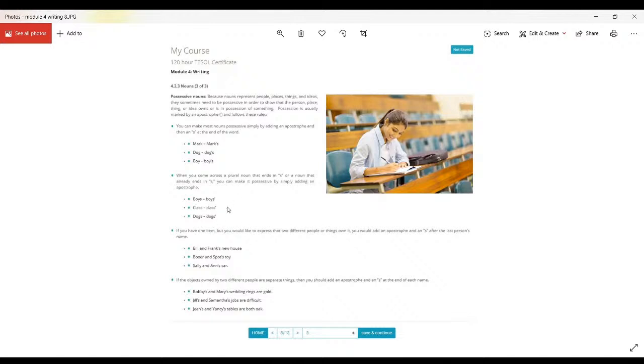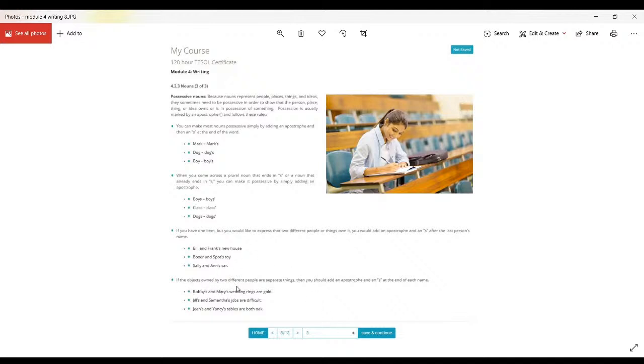Boys, boys. Okay, plural na to. So, para maging possessive pa rin siya, we will add apostrophe at the end. Okay, class, class, dogs, dogs. If you have one item, but you would like to express the two different people or things on it, you would add an apostrophe and an S after the last person's name. So, Bill and Frank's new house, Boxer and Spot's toy, Sally and Anne's car.